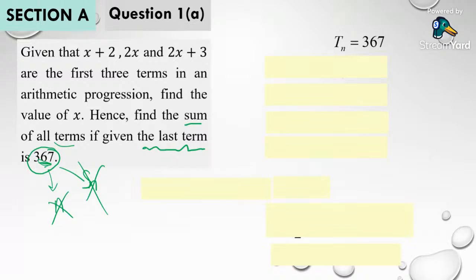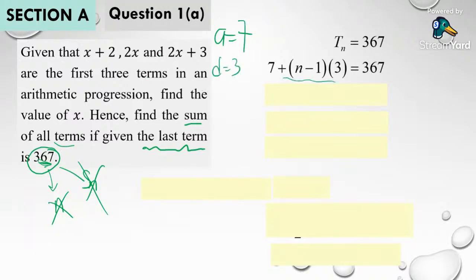And by using the formula for arithmetic progressions, just now we identified that A is actually equals to 7. A is 7. D is equals to 3. Substitute into the arithmetic progression formula. Simplify our answer, minus 7 on both sides. In here, we minus 7 on both sides.